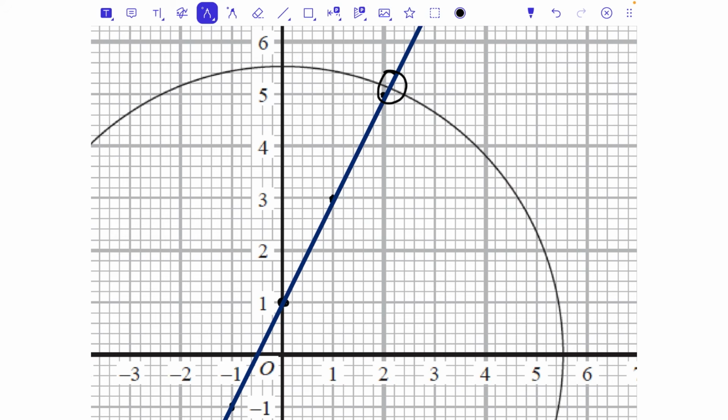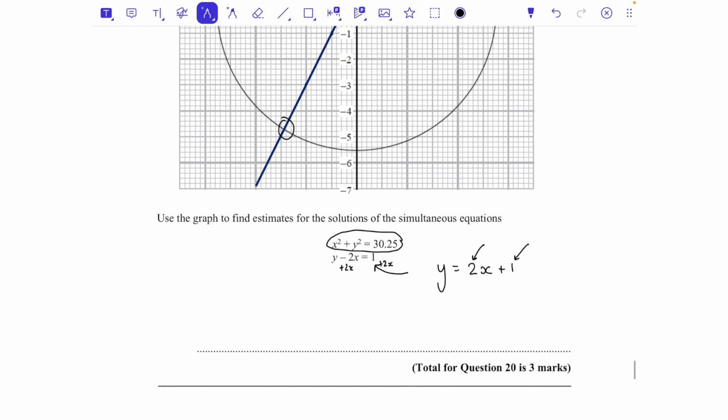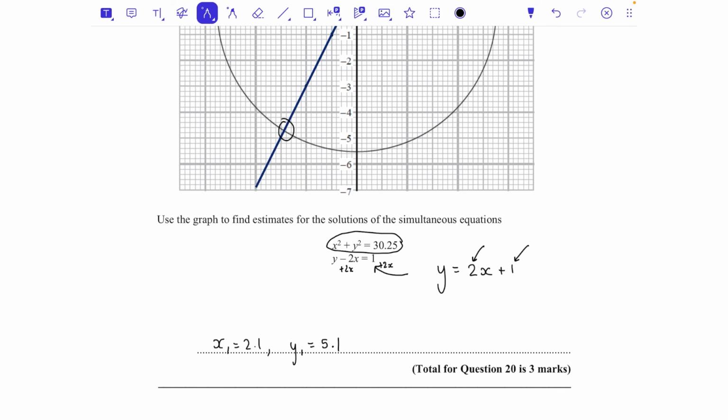Let's go for, yeah, it's going to be 2.1 across. That's my x value. If you look down here, 2.1 is the x coordinate, and the y coordinate is 5.1. So I'm going to write on the answer line, x1 is 2.1 and y1 is 5.1. There we go. So they go together.